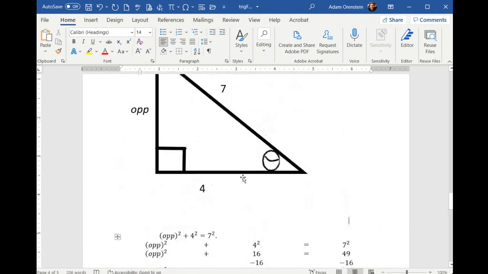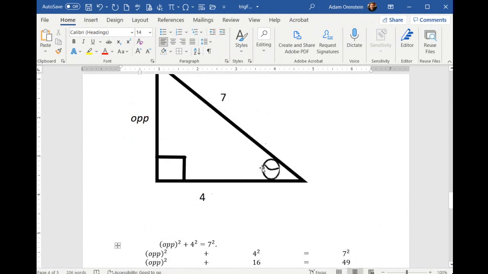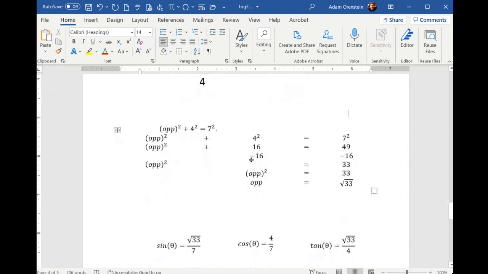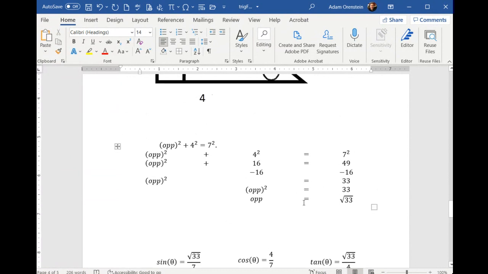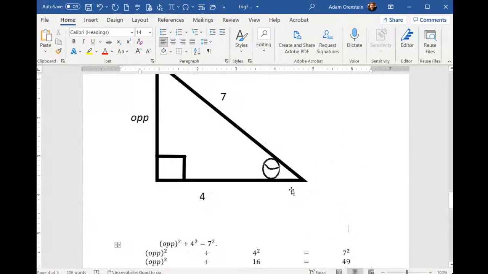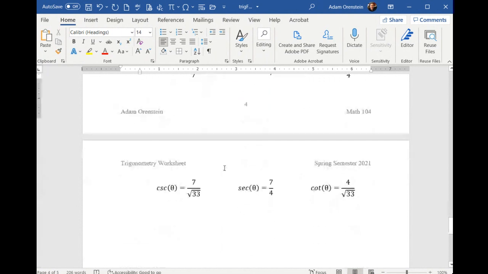Once you get that, you're basically home free because sine of that angle is opposite divided by hypotenuse. So sine of theta would be OPP, which we got to be radical 33, divided by 7. Cosine of theta we said is 4 over 7. Tangent of theta, that's opposite over adjacent, and we found this to be radical 33. So we get radical 33 over 4.